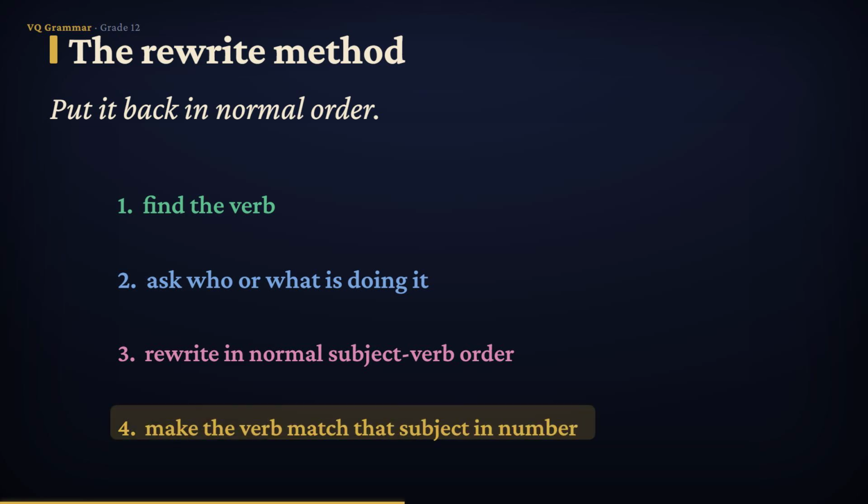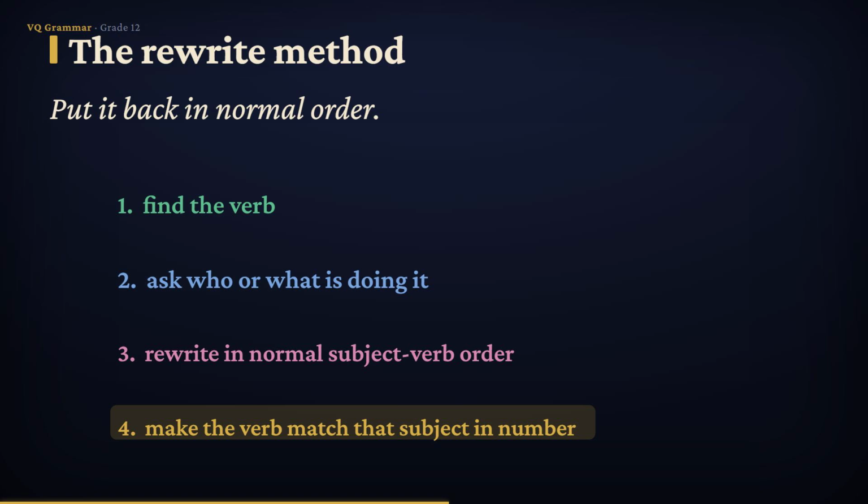Make the verb match that subject in number. Watch it work. Across the courtyard echo the footsteps. Step 1. Find the verb. Echo. Step 2. Who echoes? The footsteps. Step 3. Rewrite it in normal order. The footsteps echo across the courtyard. And step 4. Match. Footsteps is plural, so echo is exactly right.